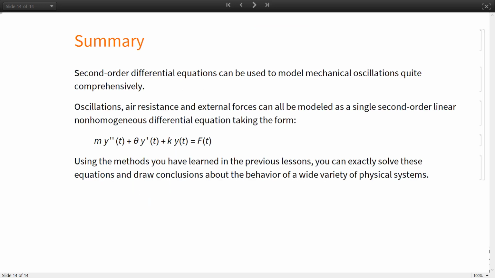Second-order differential equations can be used to model many types of mechanical and electrical oscillations. Simple harmonic oscillations and the inclusion of air resistance and external forces can all be modeled by a single second-order linear non-homogeneous differential equation taking this form. Using the methods learned in prior lessons of this course, we can exactly solve equations of this type and thus draw conclusions about the behavior of a wide variety of physical systems.